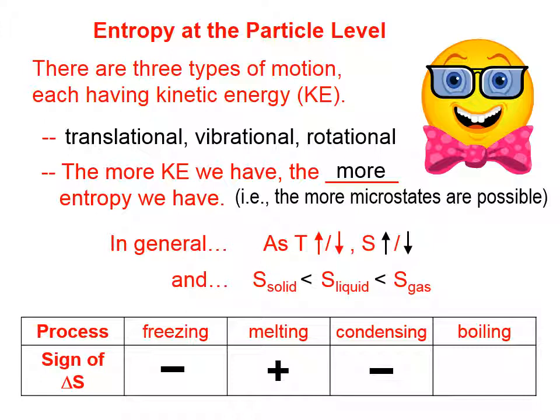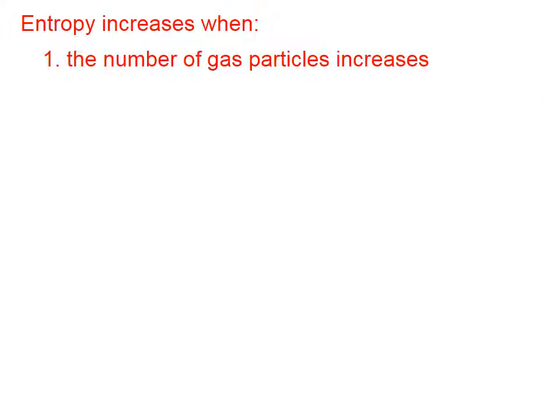And when we boil something, does the amount of disorder, the amount of chaos, the amount of randomness increase or decrease in the boiling process? It definitely increases. Entropy increases when the number of gas particles increases. In this example here, you can see we're starting with 2 gas particles, and we end up with 4.